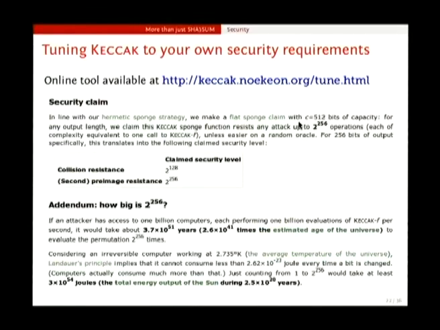Until recently, a claimed security level of 2 to the power 256 was considered quite normal. Well, let's see what it gives when you have that kind of claim. Then, in fact, these 1 billion computers would take a factor 2 to the power 128 more, so about 10 to the power 41 times the estimated age of the universe.